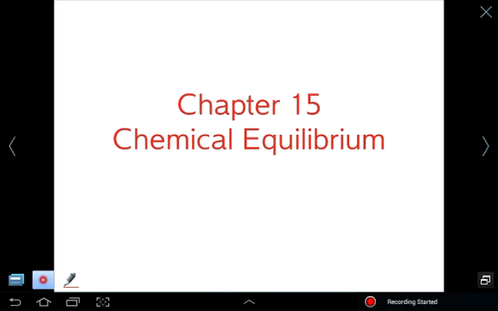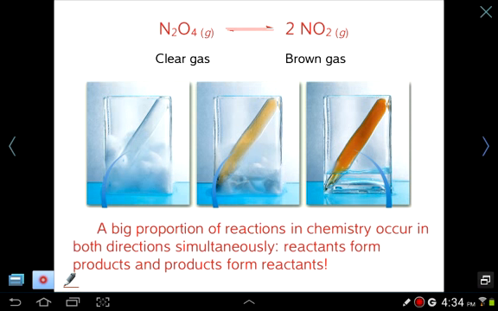Chapter 15, Lesson 1. In this chapter we'll talk about something called equilibrium, a very important concept that will carry us through a good portion of this second semester. Now, we'll begin by giving a little example here and making the statement that there's a big proportion of reactions in chemistry that actually occur both in the reactants to products direction and products to reactants. They actually occur in both directions.